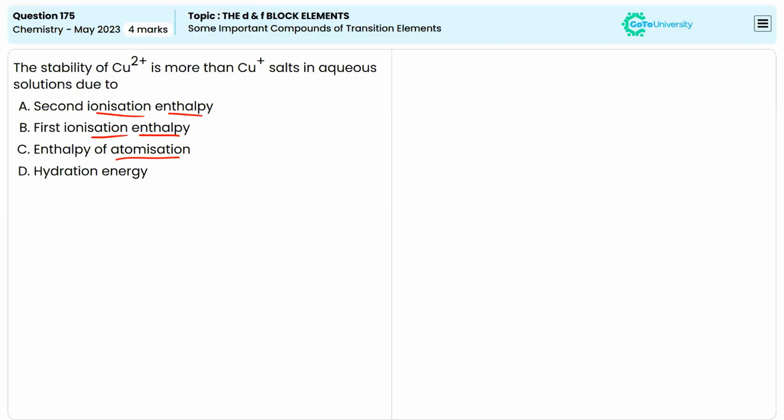Because of which reason is the stability of Cu2+ more than Cu+? That is the question. So Cu2+ is more stable than Cu+ because of the hydration energy. Because the hydration energy is more negative for the Cu2+ ion and it is comparatively less for the Cu+ ion. So this more than makes up for the second ionization enthalpy of copper. Okay, so hydration energy is the correct answer.